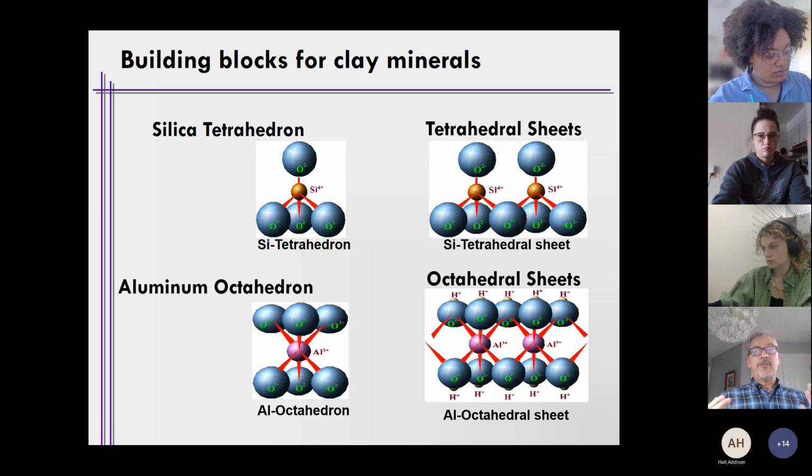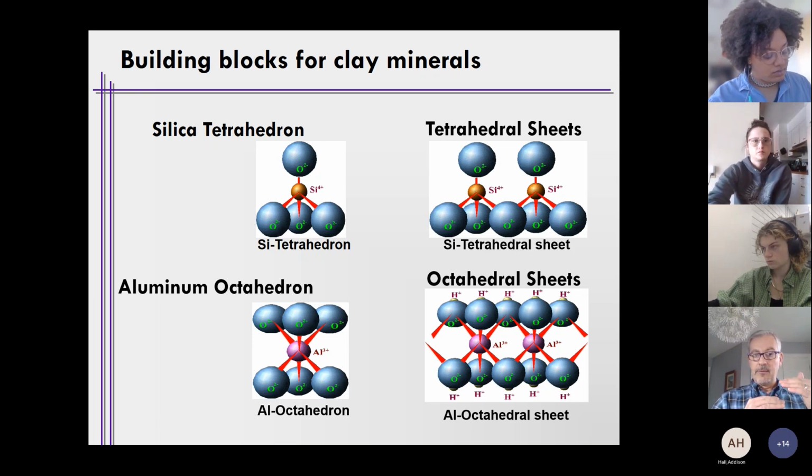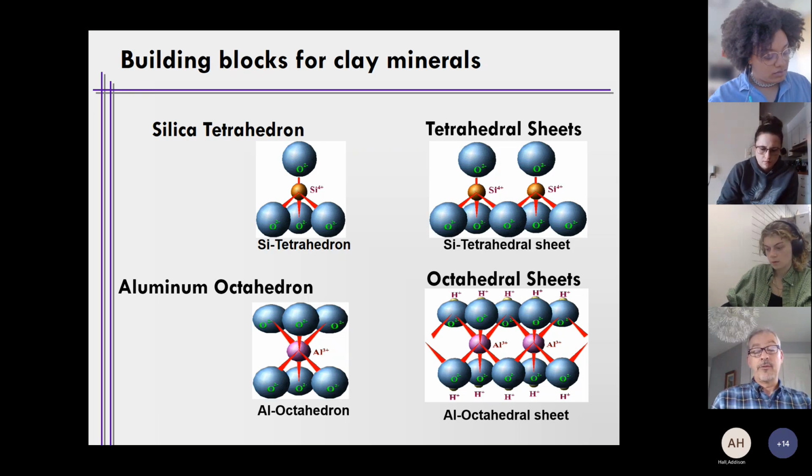And so this is how clays are comprised, and you'll learn about this in the next several slides. They're comprised of different formations of tetrahedral to octahedral sheets. Okay, and you probably learned about this in an introductory soil science class.